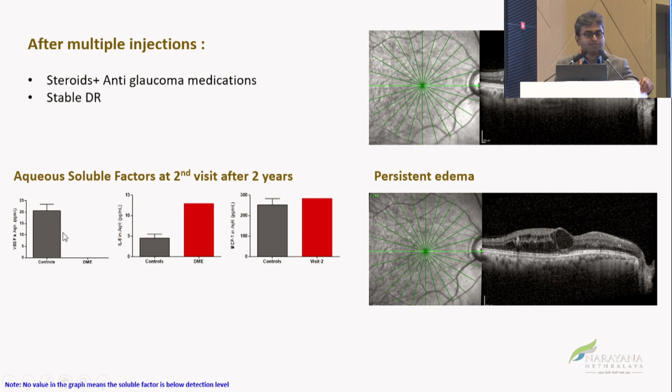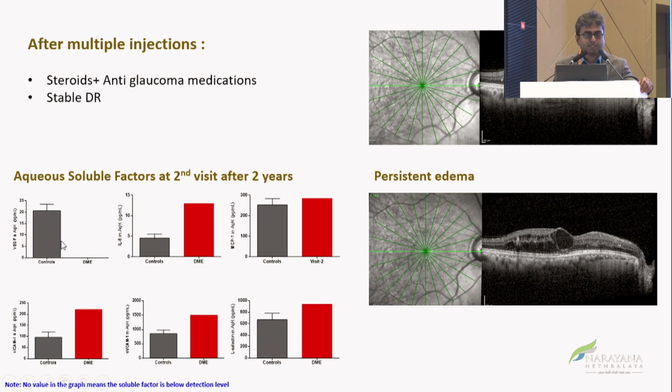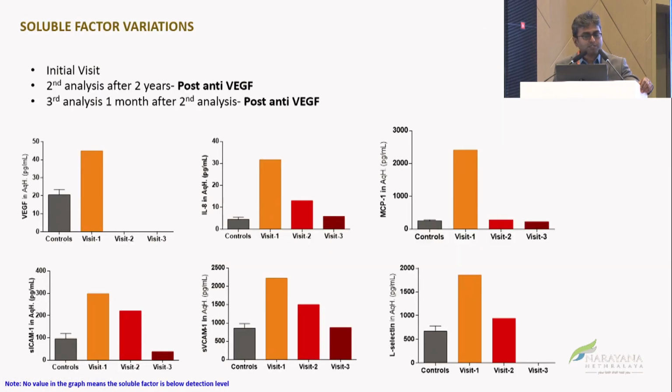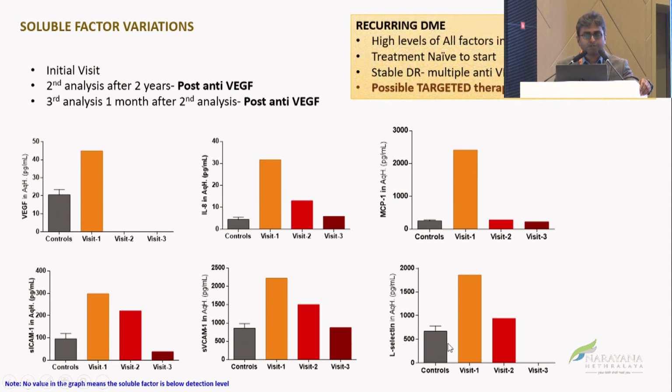So you can see the VEGF to be completely down initially, but other factors were on the higher side. So the third analysis again was done post second injection. So you can see the VEGF was almost nil, whereas the ICAMs, the adhesion molecules, also came down over a period of time. So these kind of practical things suggest that there could be future possibilities wherein we can target these things and get a better treatment outcome.